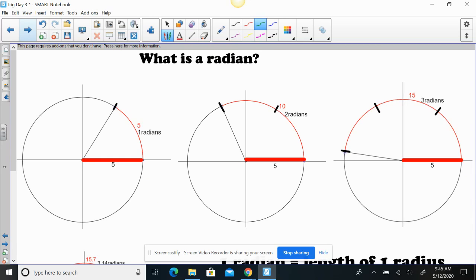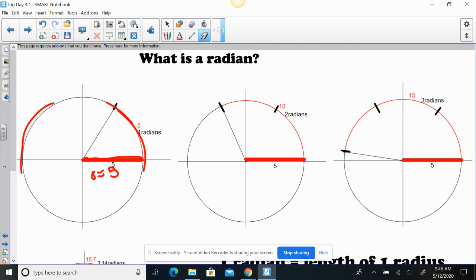All right, what is a radian? So a radian is if we take a radius. So let's imagine the radius of this circle that's here, and we're going to really dive into the unit circle coming up, but let's imagine the radius of this circle is 5. I could imagine taking this piece of string.